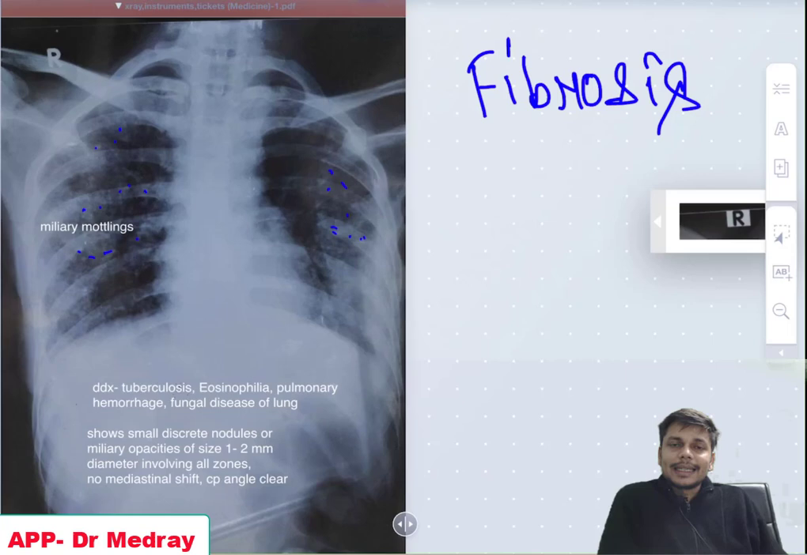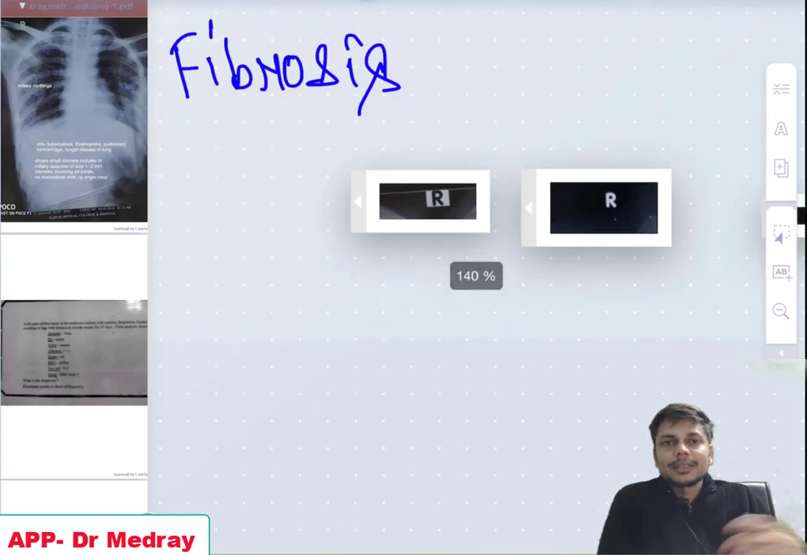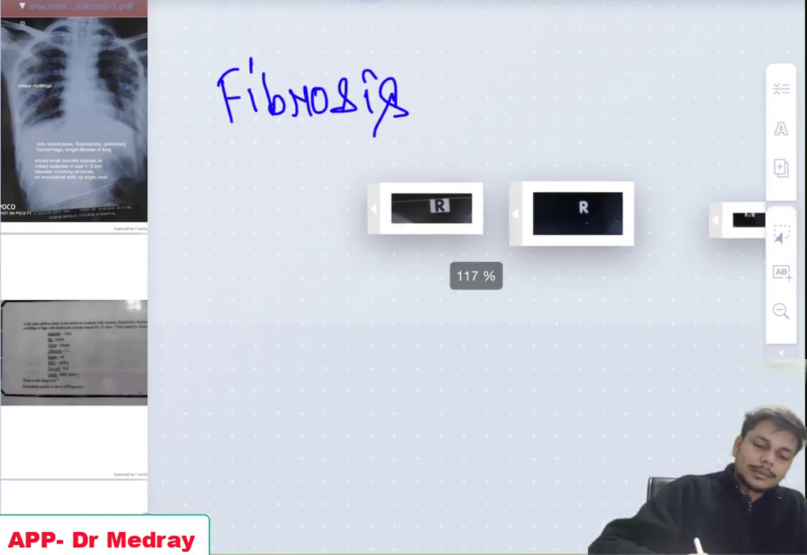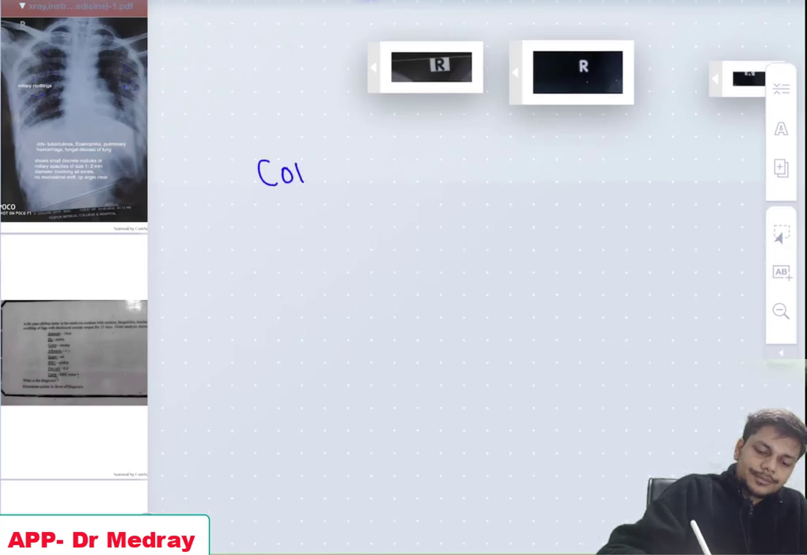Miliary mottling indicates that there is hematogenous spread of the infection. There is hematogenous spread of the tuberculosis. It indicates that the patient has hematogenous disseminated tuberculosis, if the miliary mottling is because of tuberculosis. Now let us discuss collapse.